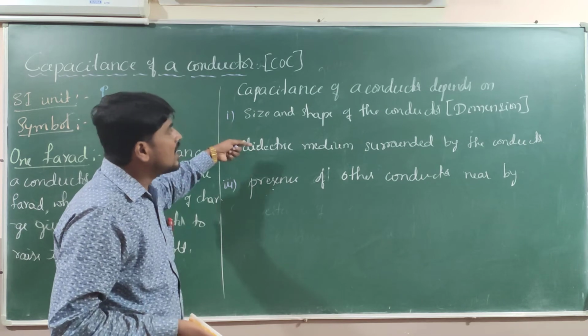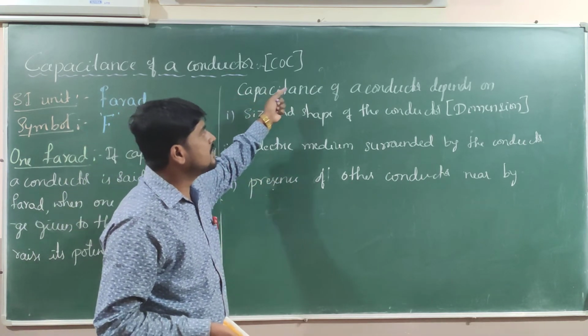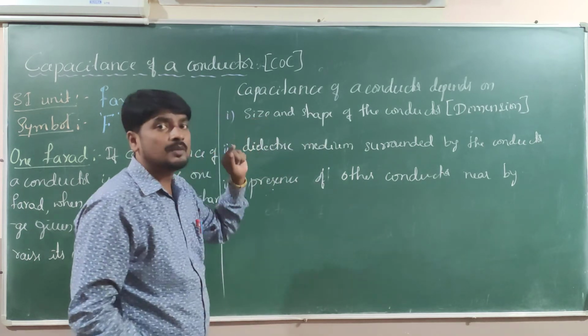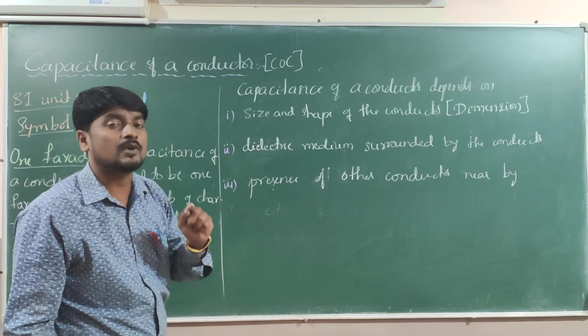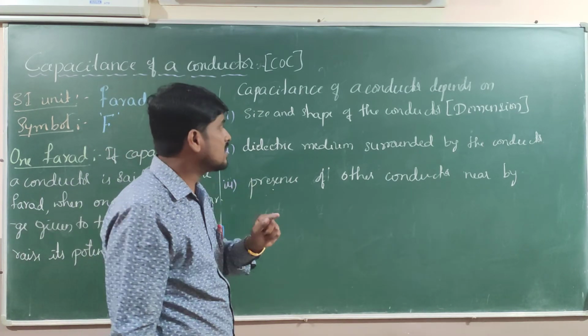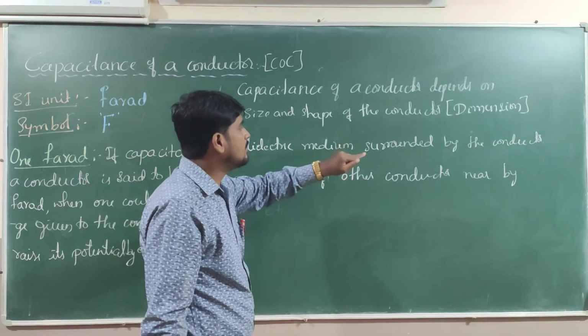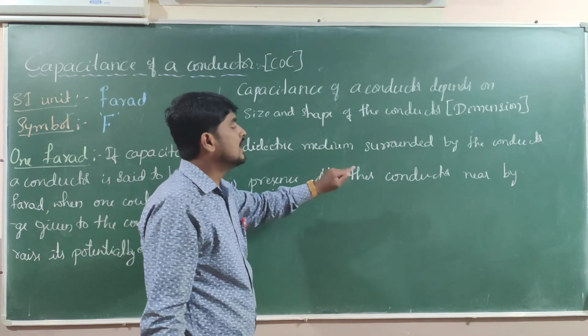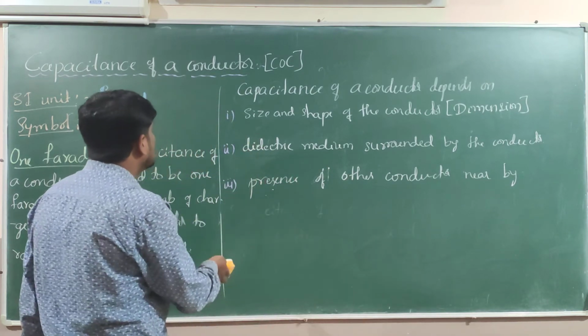These three points are meant for 3 marks. I repeat once again, very important. In the examination, they will ask: mention the factors on which the capacitance of a conductor depends, for 3 marks, question number 19 or 20, part C. The factors are the size and shape of the conductor, the dielectric medium surrounded by the conductor, and the presence of another conductor nearby. These are important topics for the exam.